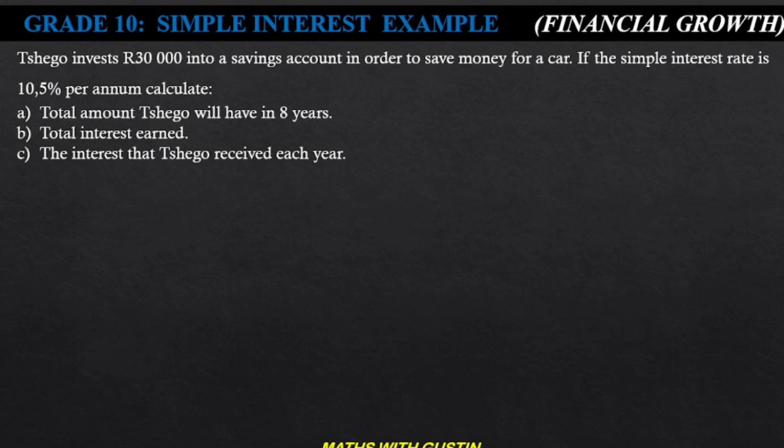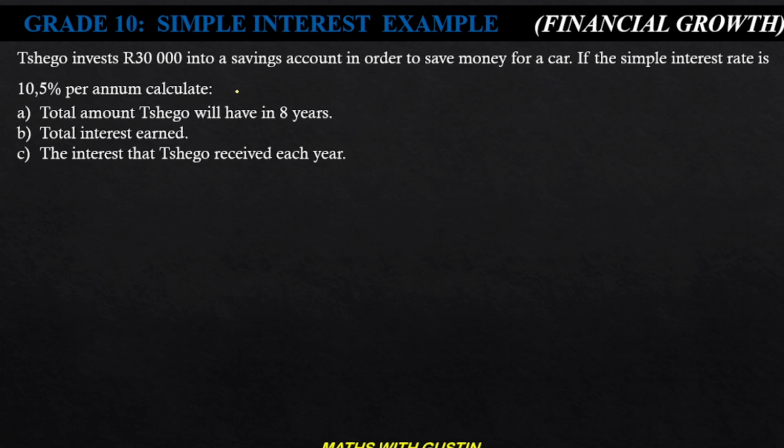It says Tejo invests 30,000 into a savings account in order to save money for a car. If the simple interest rate is 10.5% per annum, calculate the following. Question A says we need to calculate the amount Tejo will have in 8 years' time. They already told us that this is simple interest.